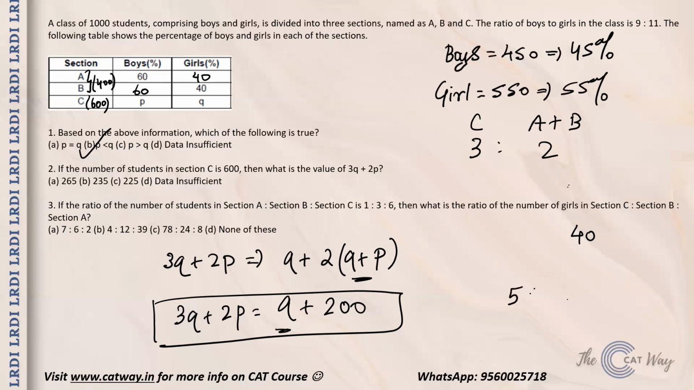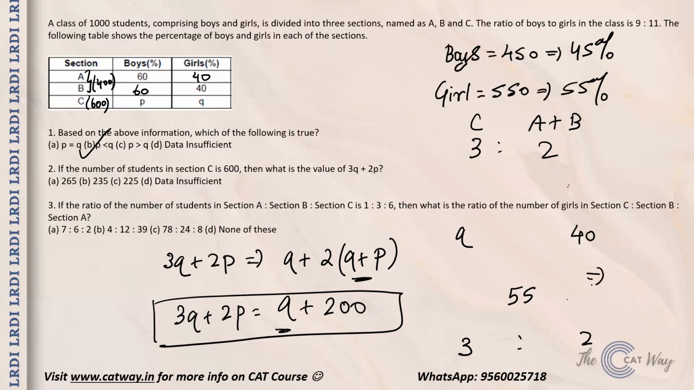Whereas the overall average of the girls is 55%, right? Whereas the percentage of girls in C, that is Q, is unknown to us. Now what we are doing is alligation, and we know that the ratio has to turn out to be 3:2. The ratio has to turn out to be 3:2, right?